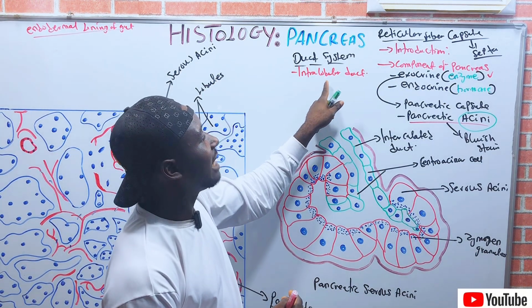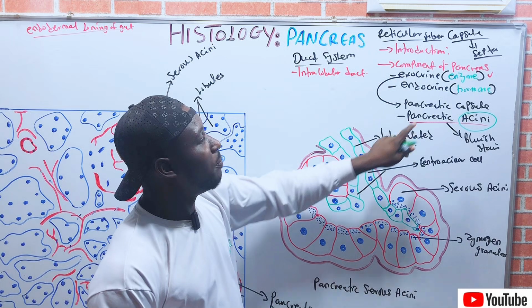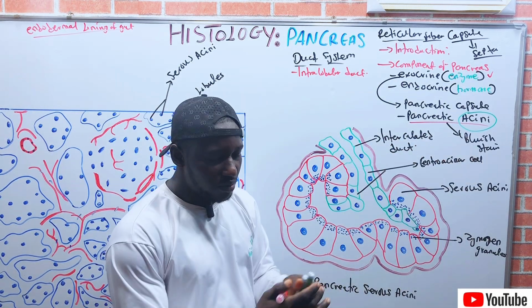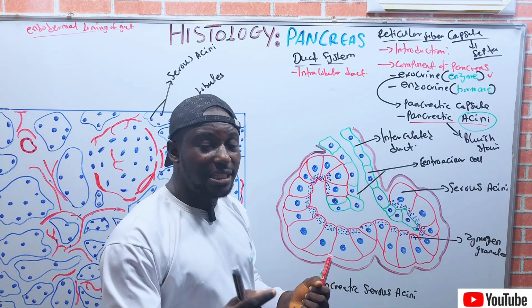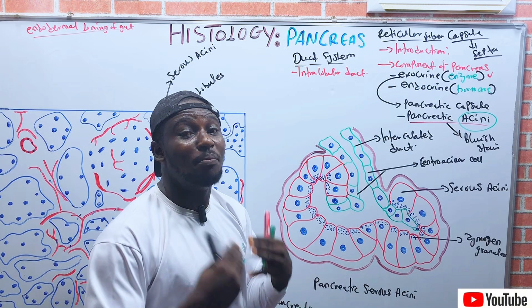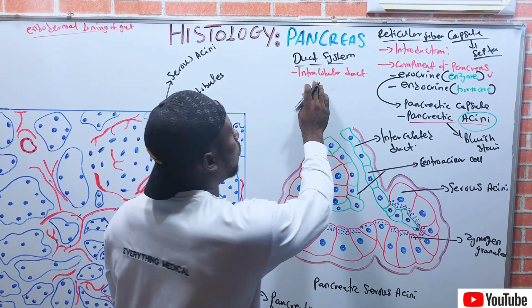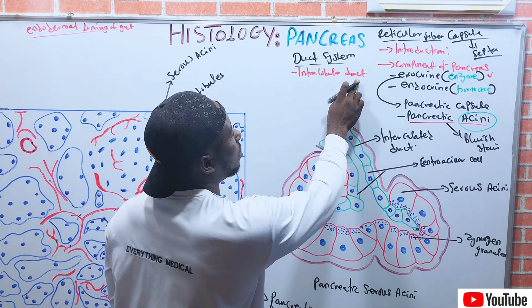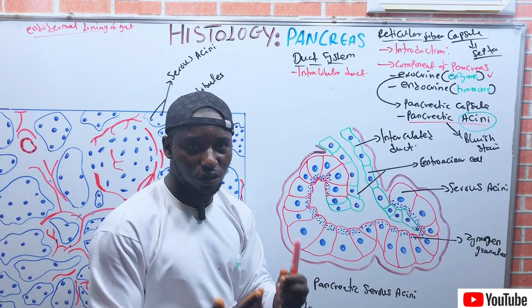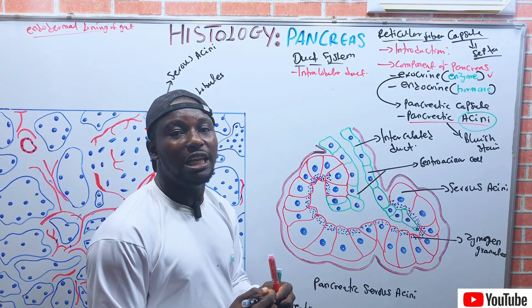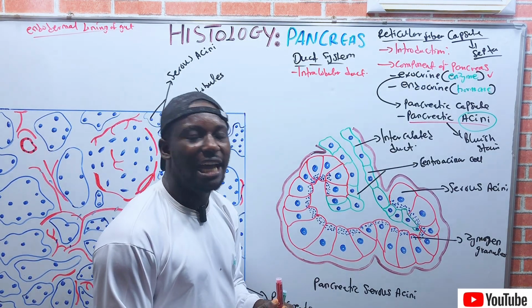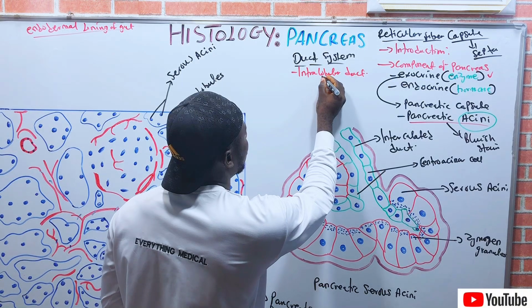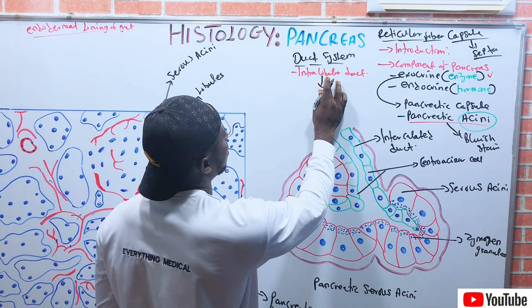So once it enters here first from the pancreatic acini, that pancreatic secretion, the pancreatic juice, will flow from the intralobular duct to the larger duct, which is called the interlobular duct. The larger duct is the interlobular duct.